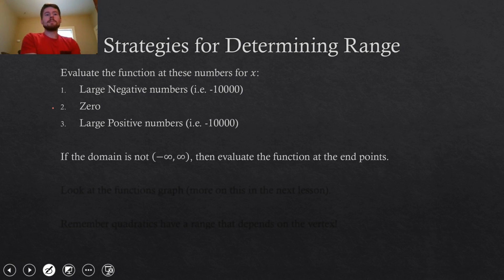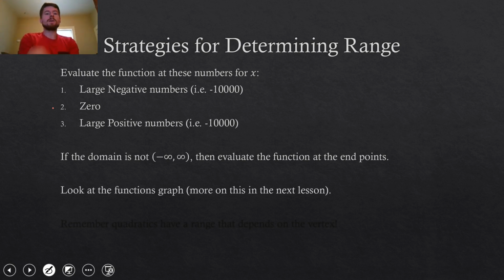And then another thing to be mindful of, if your domain is not all real numbers, then look at what the function will be at the endpoints. So what would the function's value be when you're plugging in that number, not infinity? So check the endpoints of the interval then. We'll get to this a little bit later. You also can look at the function's graph. That's a really good way to get a visual sense of what the range is and a visual sense of what the domain is. And we'll talk more about this in the next lesson.